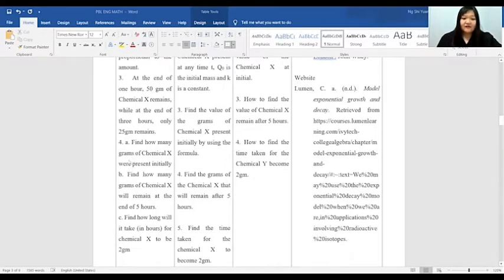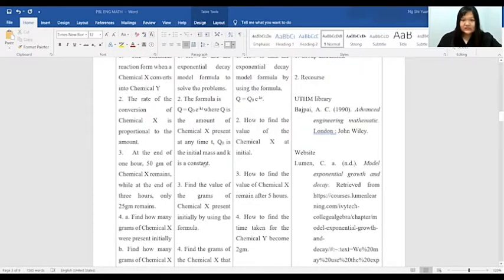Find how many grams of chemical X were present initially. Find how many grams of chemical X will remain after 5 hours. And also find how long it will take for chemical X to become 2 grams.